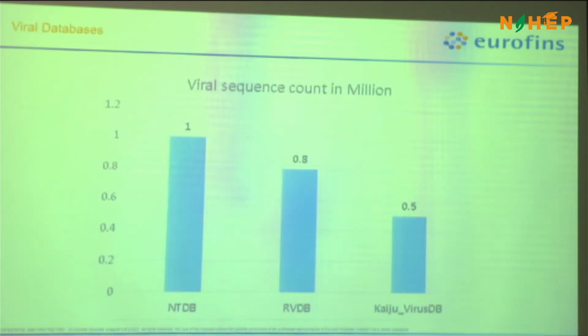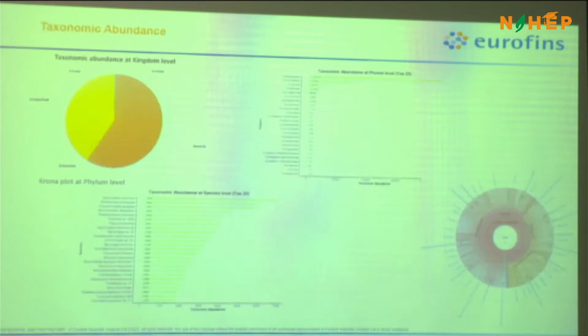The virus databases look like this: we have 0.5 million viruses reported in Kaiju, which includes plant, human, and the rest of the viruses. RVDB is a very extensive one with 0.8 million sequences, and NCBI is the largest one with 1 million sequences deposited in it. So we use all these databases to classify our virome data.